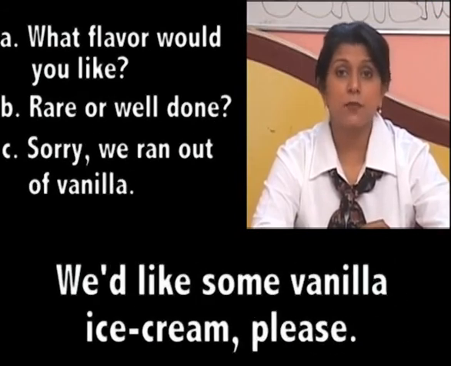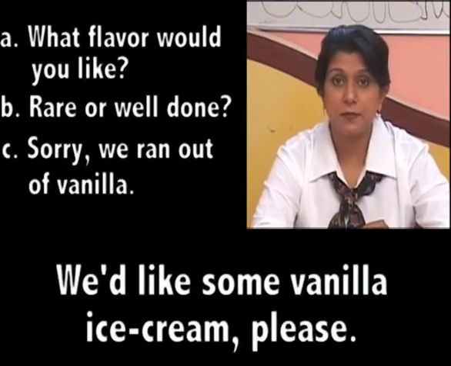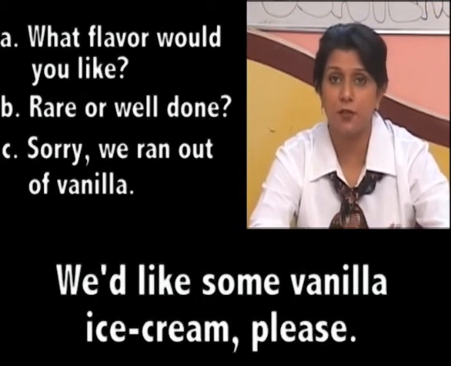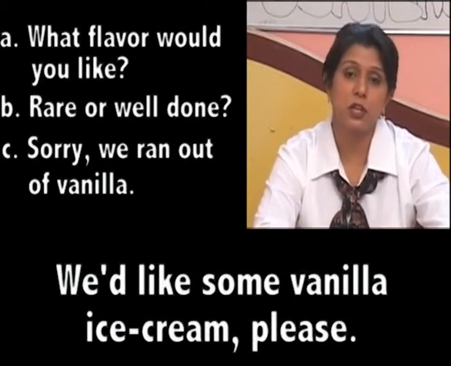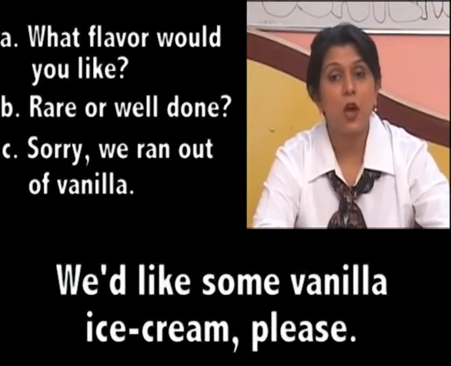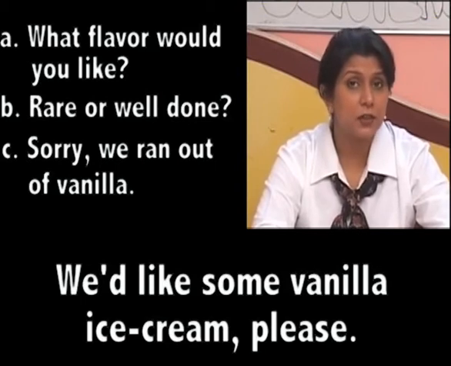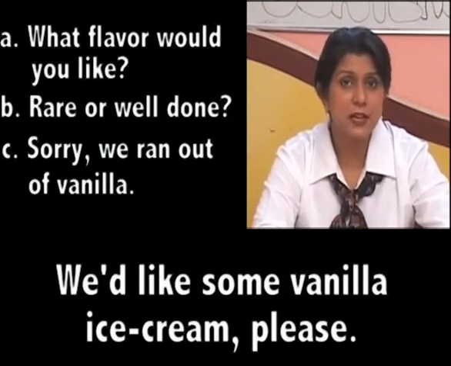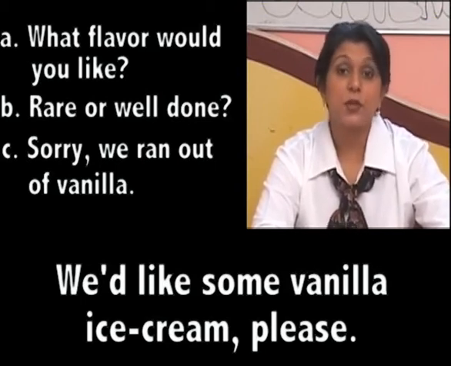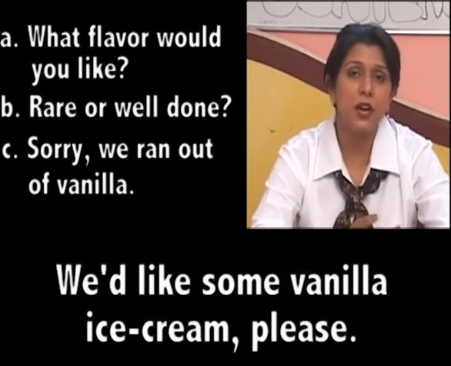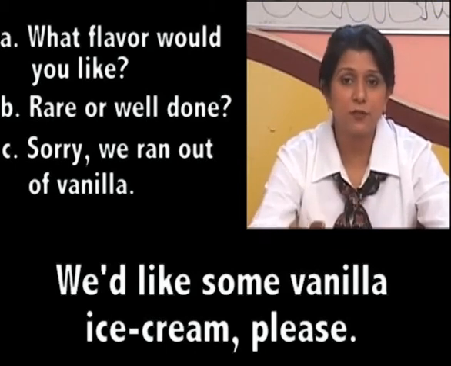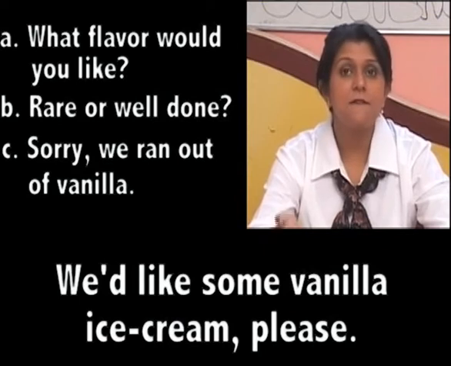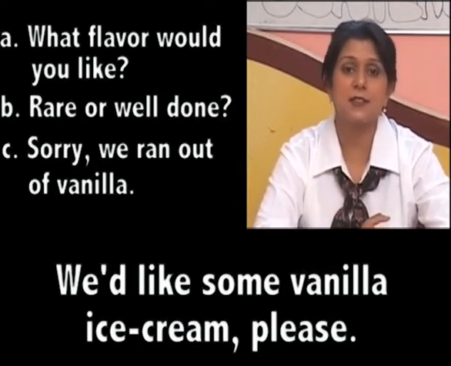How about the next sentence now? We'd like some vanilla ice cream, please. Vanilla, of course, is the flavor of the ice cream we're talking about. So the first question is, what flavor would you like? Do you think this is intelligent? No, because the flavor has already been mentioned, isn't it? Which flavor does the person want? Vanilla. So we can't ask, what flavor would you like?